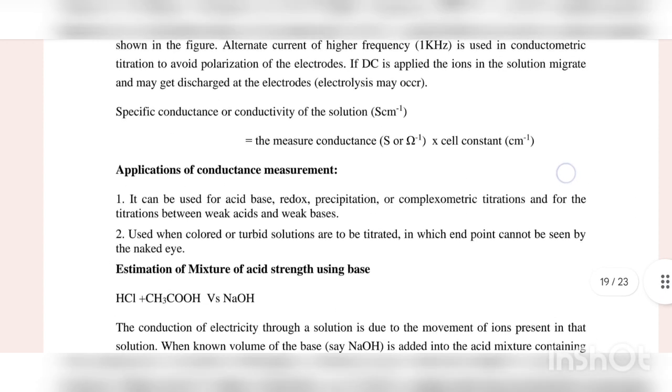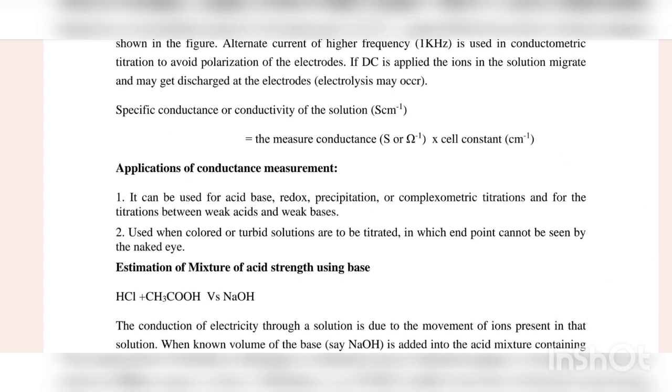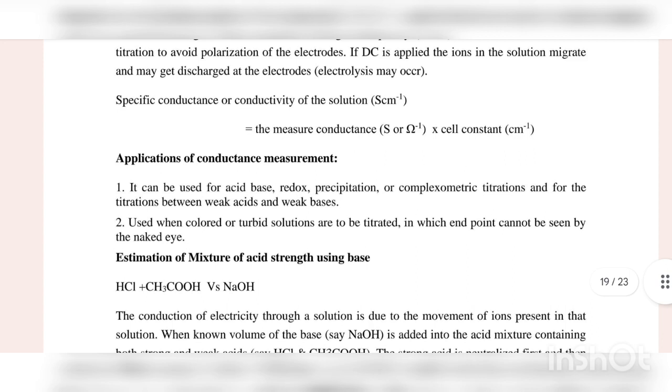So what are the applications of conductance measurement? One of the major applications of conductance measurement is conductometric titration. Conductometric titration itself has a lot of advantages. The first application of conductometric titration is that it can be used for various types of titrations which are otherwise very difficult to conduct in the normal way. For example, acid-base titration. Weak acid, weak base titration, we cannot conduct by normal volumetric titration. So we can adopt conductometric titrations for that type of titration.